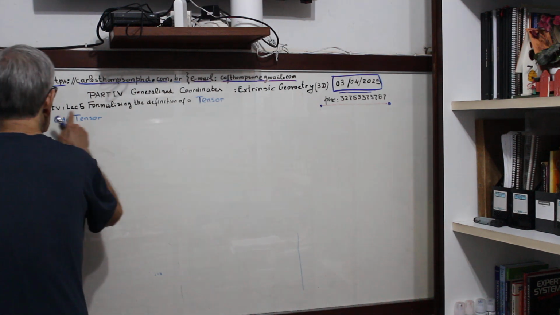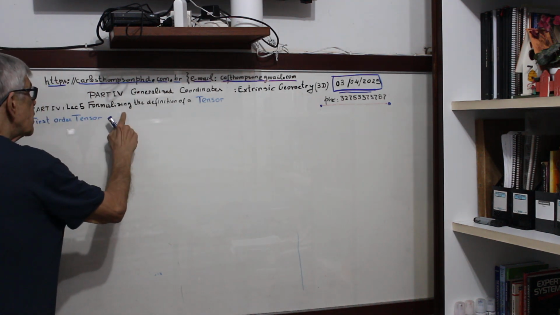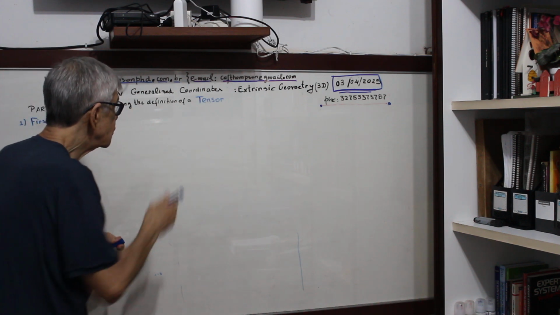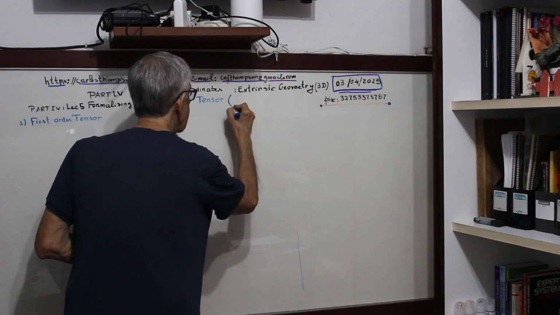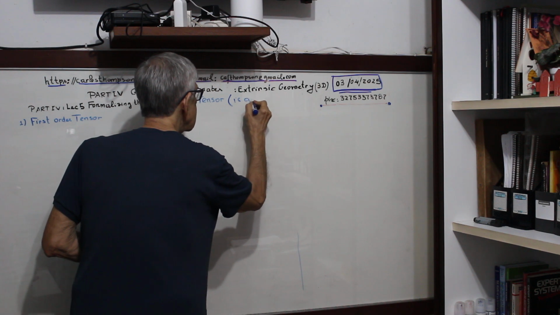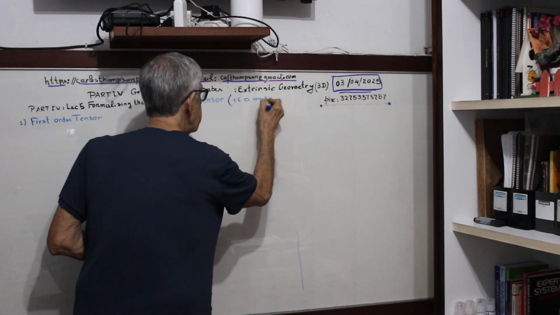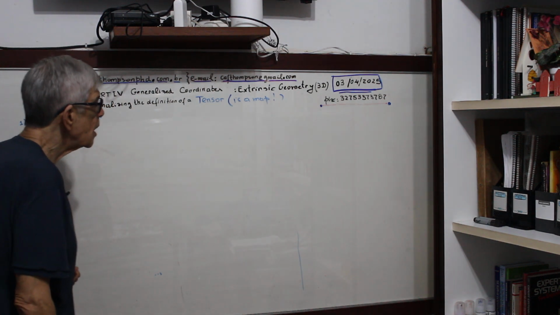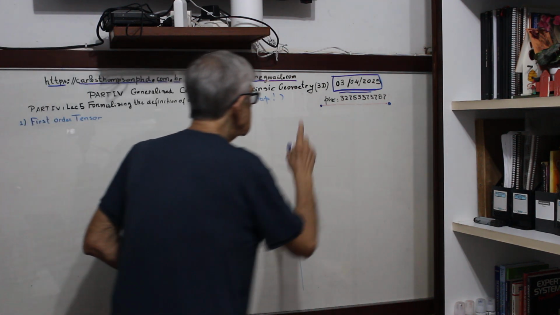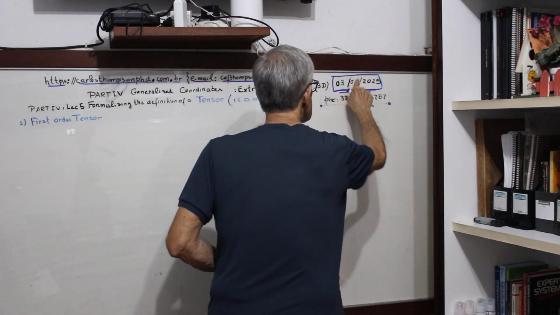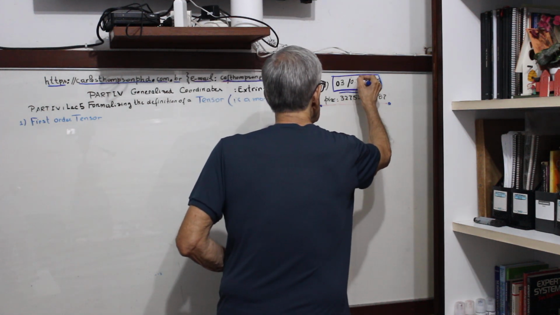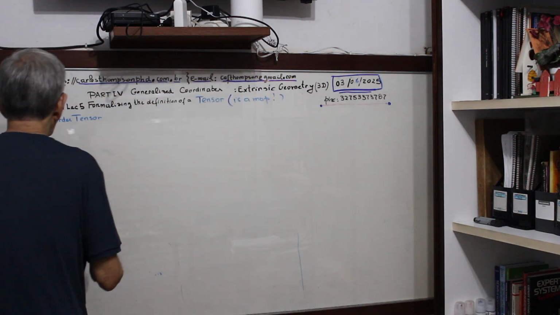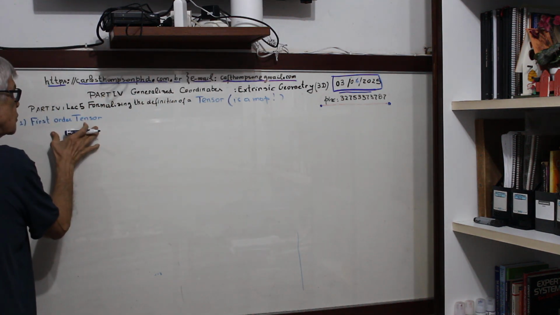Part 4, Lecture 5. Formalizing the definition of a tensor. Now, you see, a tensor is a map. That's important. Today is March 6.